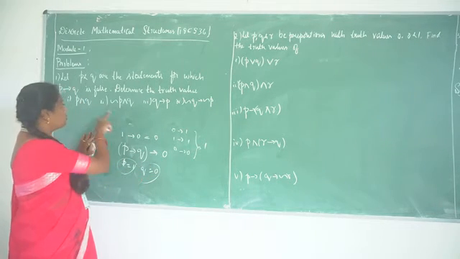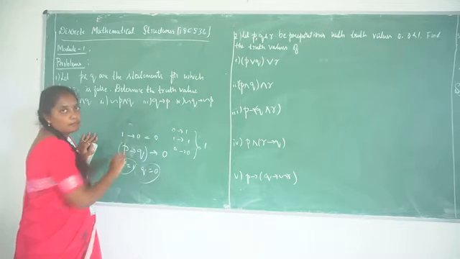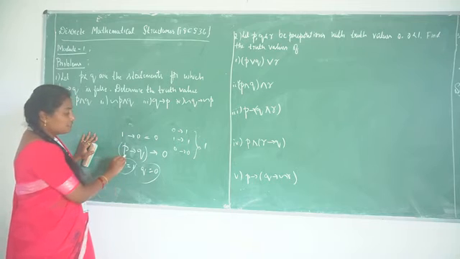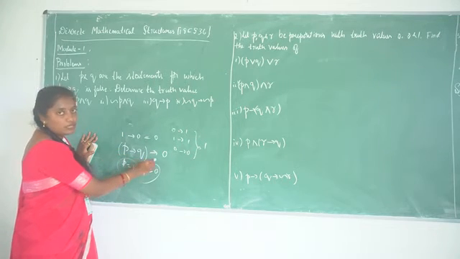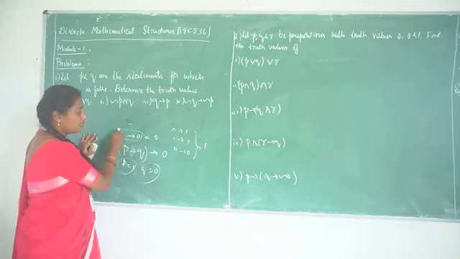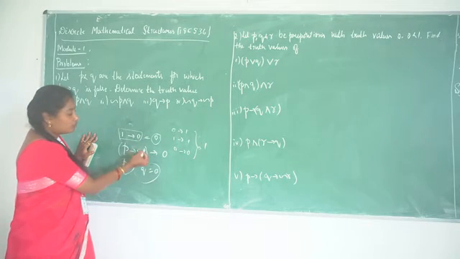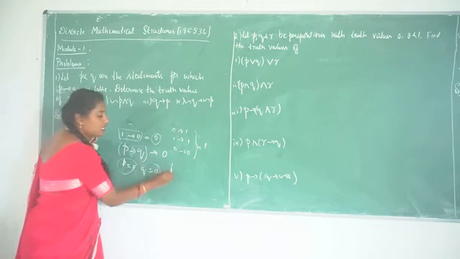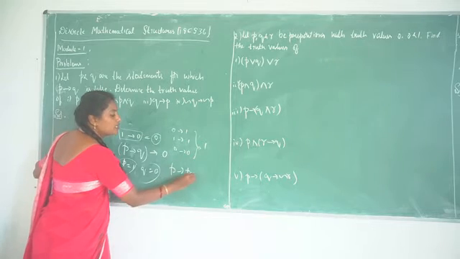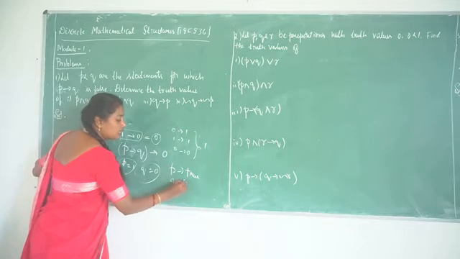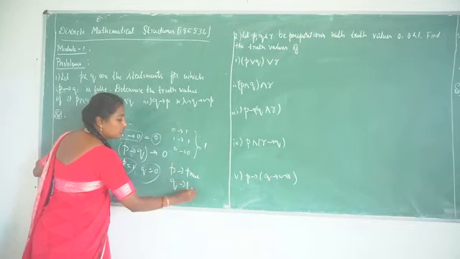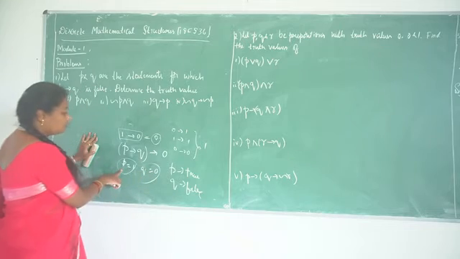Using these values, we have to find the truth value of the following compound propositions. From the given statement, P implies Q is 0. That means 1 implies 0 is 0. So the value of P is 1 and the truth value of Q is 0. That means P is a true statement and Q is a false statement. So let us take the first one, using these two values, P equal to 1.